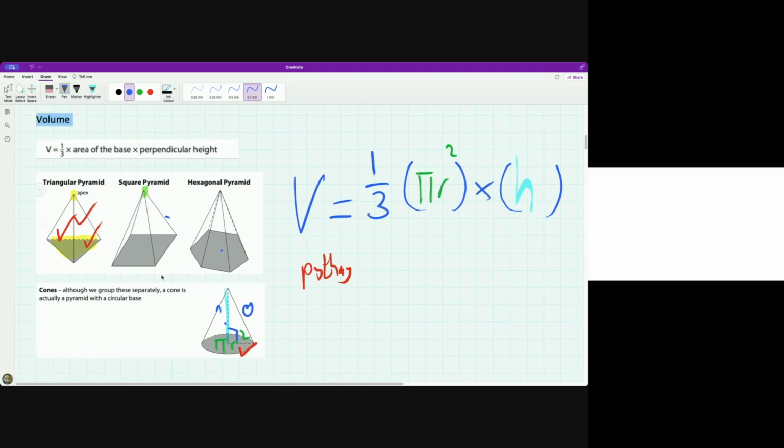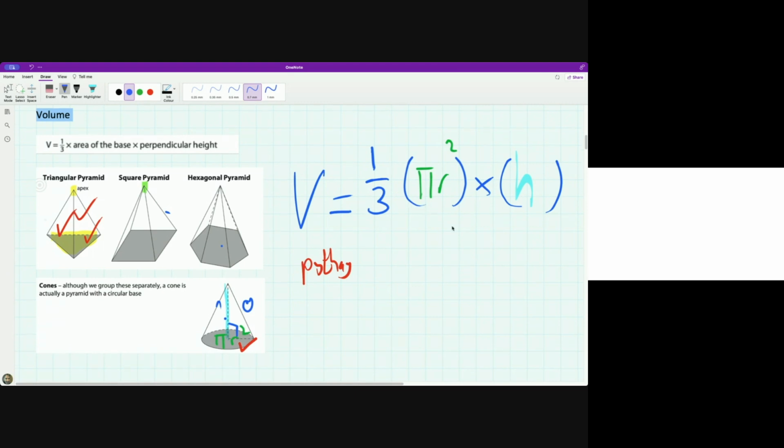Okay, so what do you need to write down in your books? For the volume of these shapes, 1/3 times the area of the base times the height. Let's do a question together.